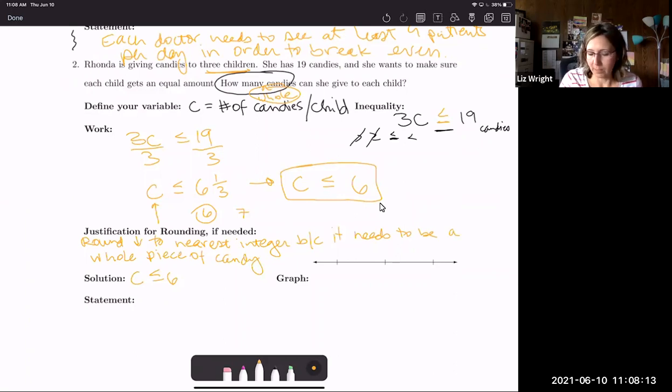All right, so let's put it on our graph. We've got 5, 6, 7. We are going to be filling it in as a closed-in circle, and then we are shading to the left because it's anything that is less than or equal to 6.